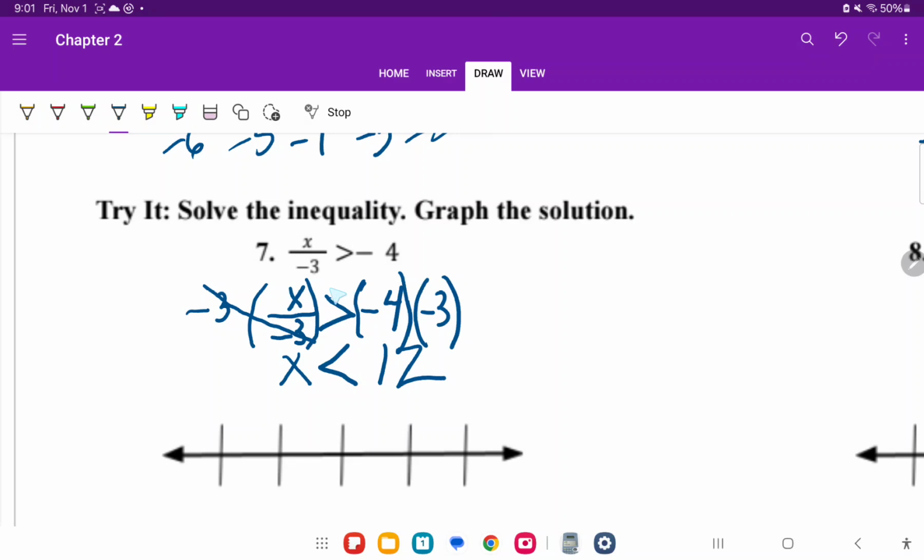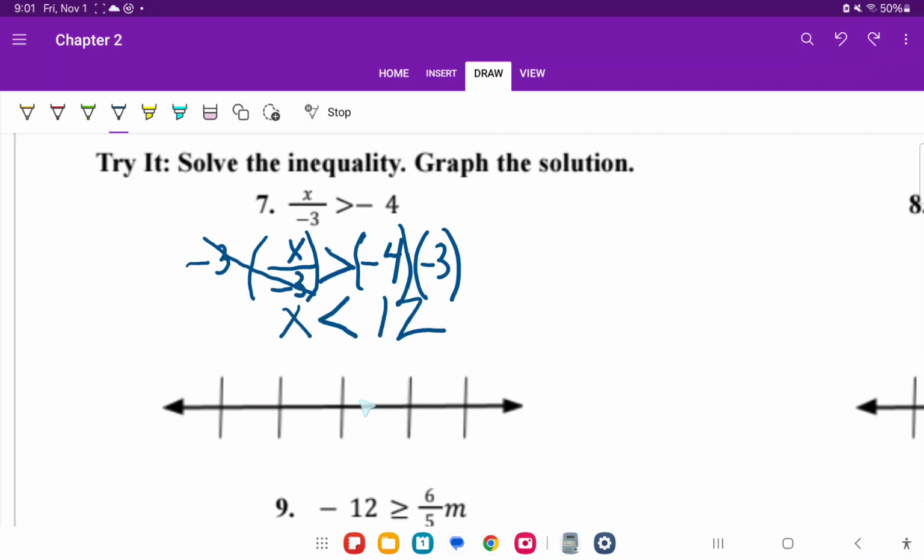Okay, so everybody make sure that you flipped that sign right there, right? You had to flip the sign right there, because we were multiplying by a -3. All right, good job. All right, Ariana, are we using an open or closed circle? And then are we drawing our arrow to the right or to the left? Correct.